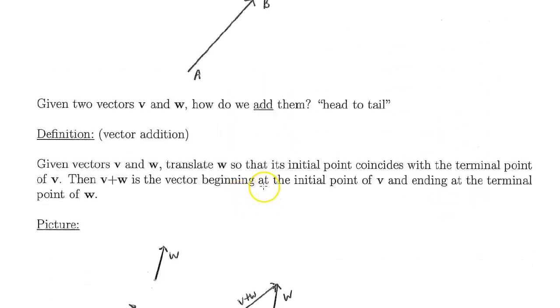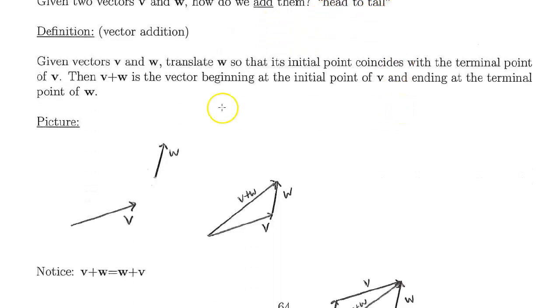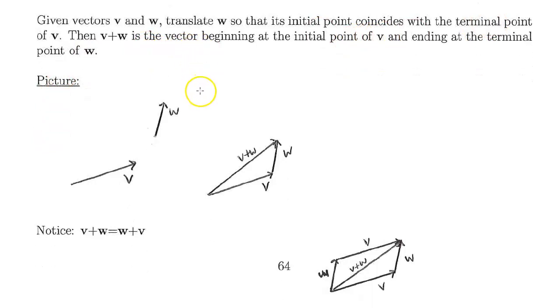Given two vectors, v and w, or u and v, whatever you want to use, how can we add them? It turns out you can add vectors just like you can add numbers. And the way that we add them is head to tail. So what do we mean by that? Well, here's our definition of vector addition. Given two vectors, v and w, translate w so that its initial point coincides with the terminal point of v. Then v + w is the vector beginning at the initial point of v and ending at the terminal point of w.